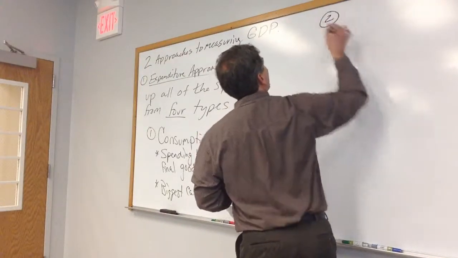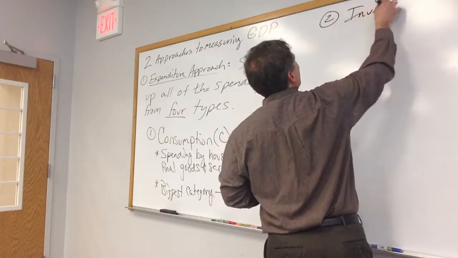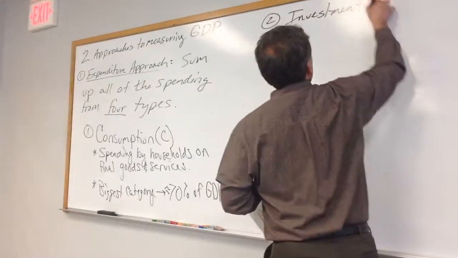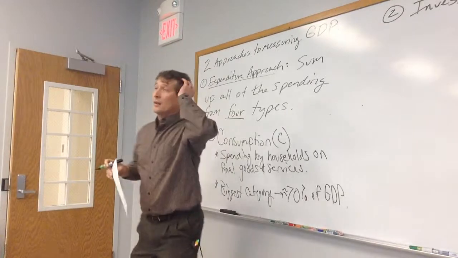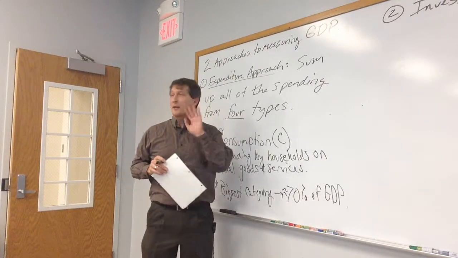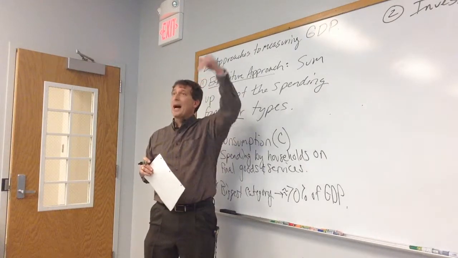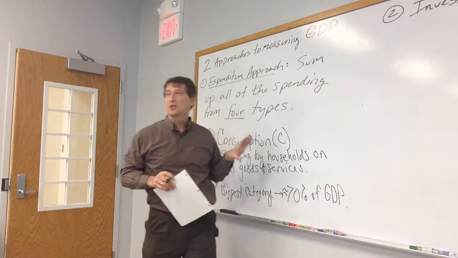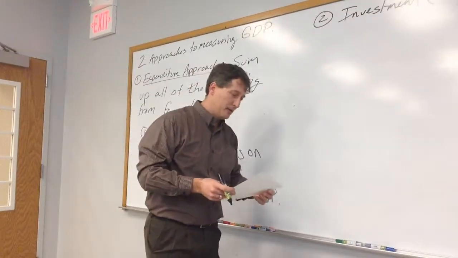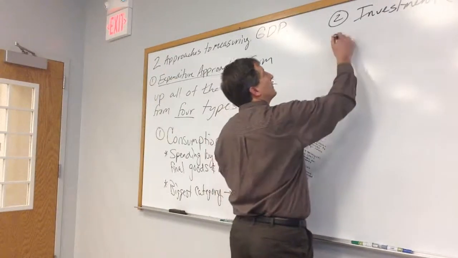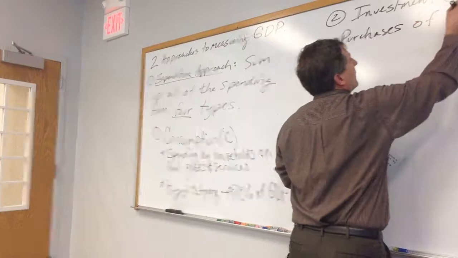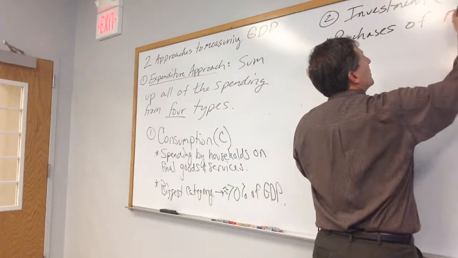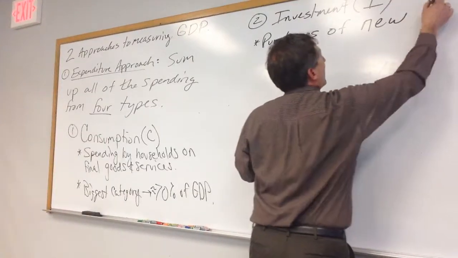All right, number two is investment, which we'll denote with an I. We talked about investment already. When I did the bucket theory, the stock and flow thing, the I was the purchases of new capital, new plant and equipment. So purchases of new capital.